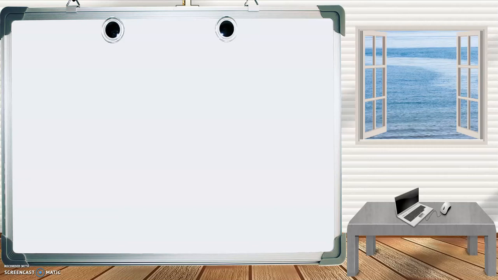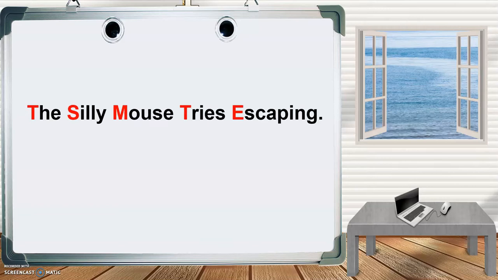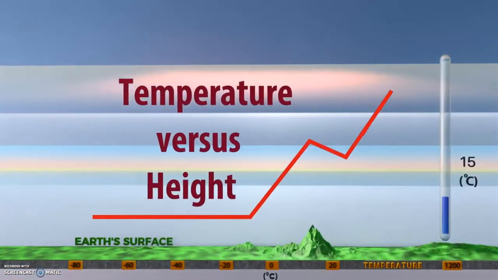Before we summarize, so that you won't forget the 5 layers of the Earth's atmosphere, just don't forget this sentence: the silly mouse tries escaping. T for troposphere, S for silly is stratosphere, M for mouse is mesosphere, T for tries is thermosphere, E for escaping is exosphere. Okay, and in summary, we have this.